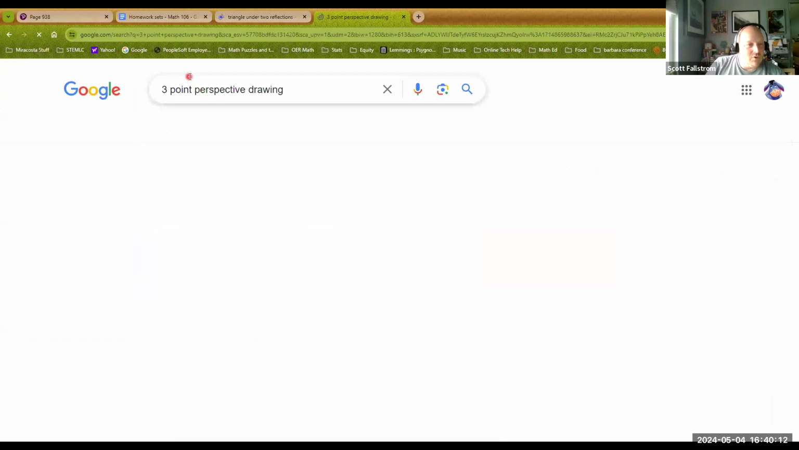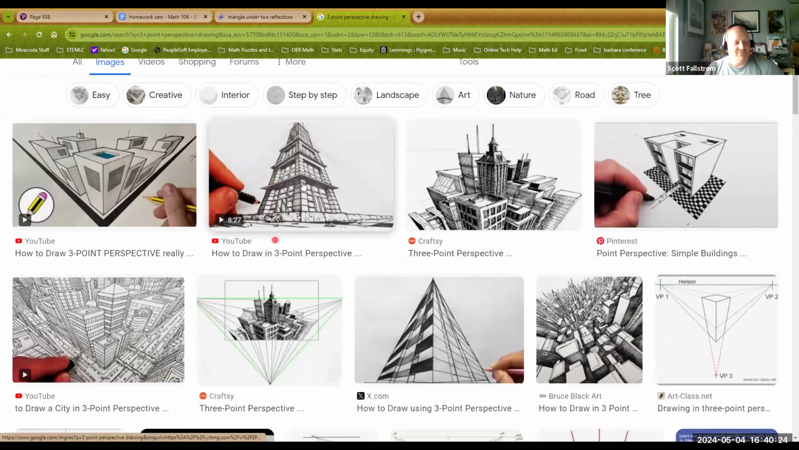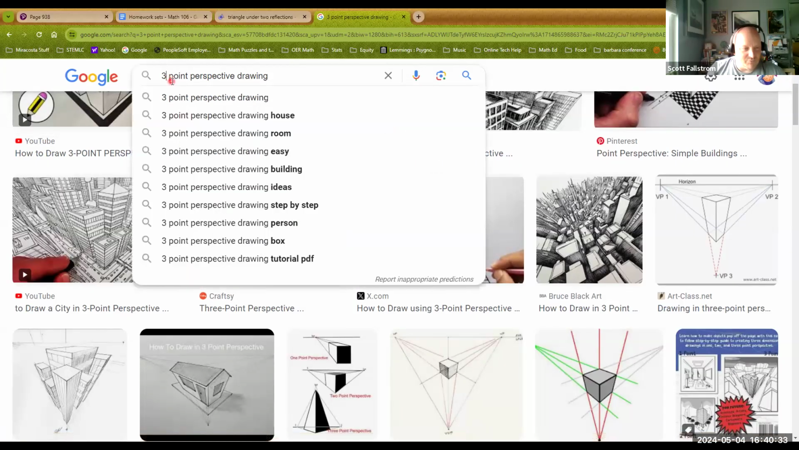Okay. Is there more? Is there a 3-point perspective? And the answer is yes, there is. A 3-point perspective gives you the idea that things are also disappearing as they go up. So 3-point perspective, there's a YouTube video here on it, allows you to pick 3 vanishing points so that things look much more realistic.